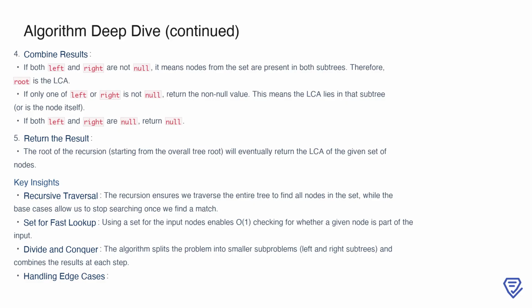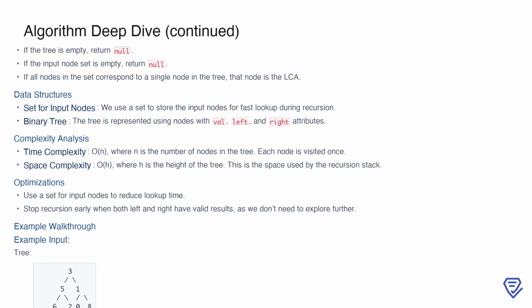Key insights into this algorithm include its reliance on recursive traversal to explore the entire tree, the use of a set for efficient lookups, and a divide-and-conquer approach that processes the left and right subtrees independently before combining their results. The algorithm is also robust against edge cases, such as empty trees, empty input sets, or scenarios where all nodes in the set point to the same single tree node.